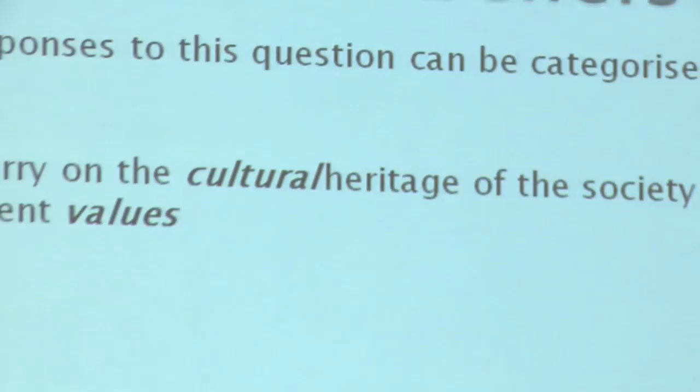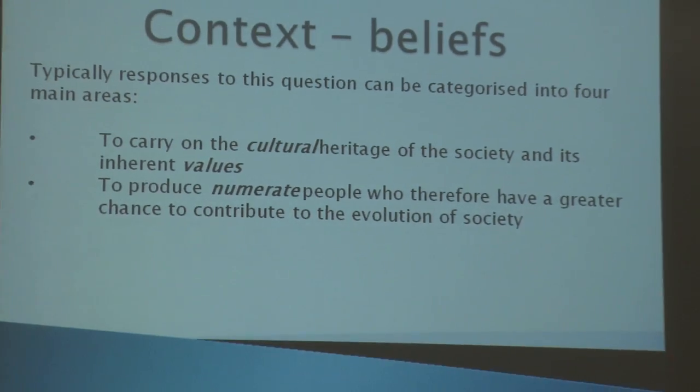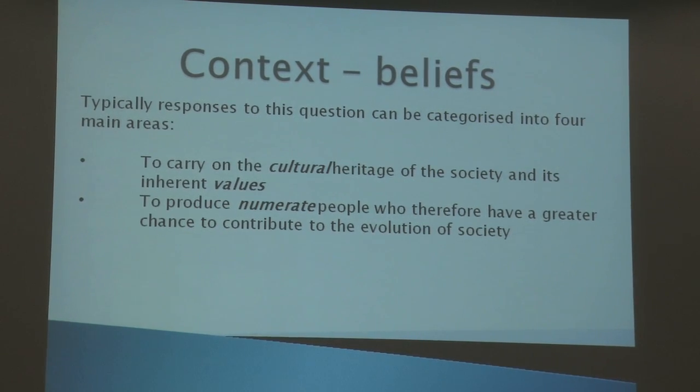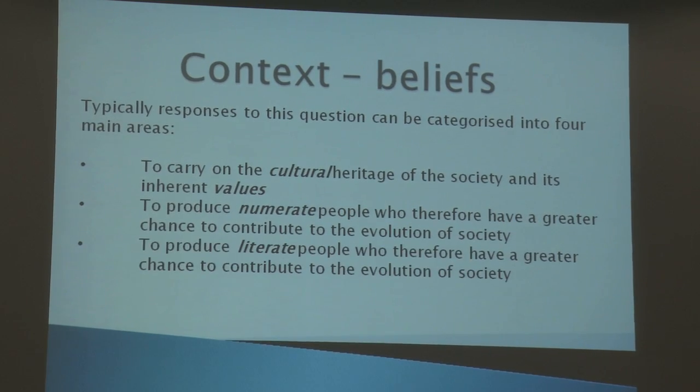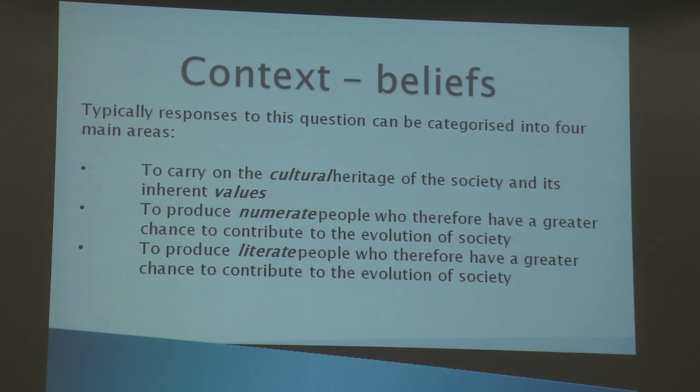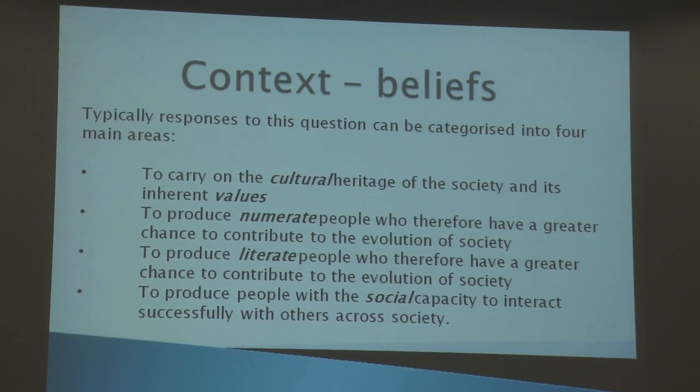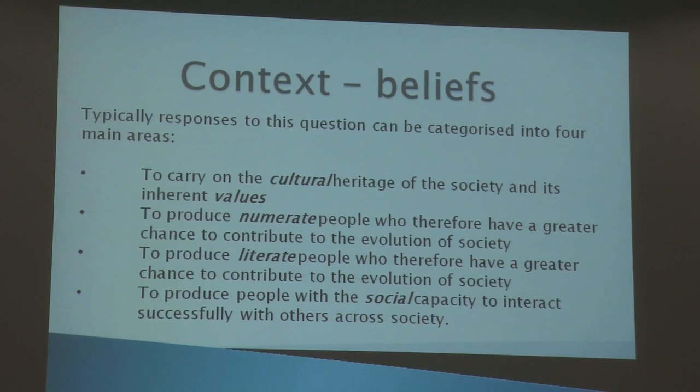This is what researchers actually said. Typically responses are in 4 areas. Educational institutions are about to carry the cultural heritage of society and its inherent values. Okay, so think about that one. Produce numerate people who therefore have a greater chance to contribute to the evolution of society. This is big picture thinking. To produce literate people who therefore have a greater chance to contribute to the evolution of society. And finally, to produce people with the social capacity. We always keep talking about social capacity. Well, it's what education actually does.